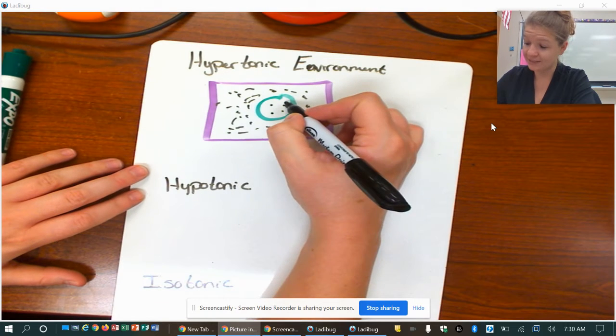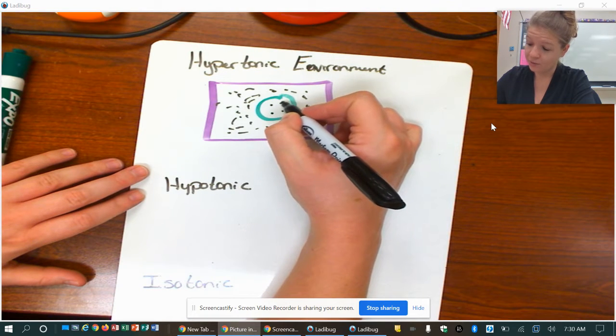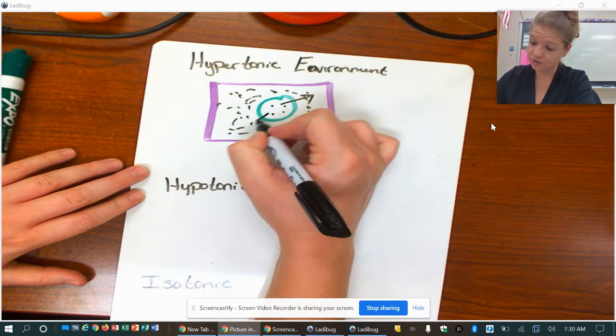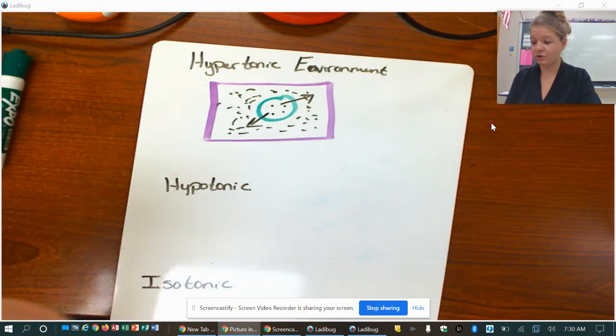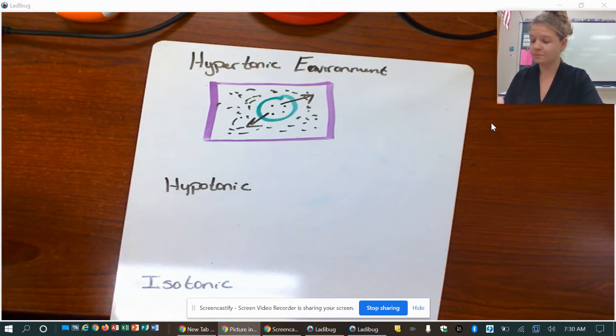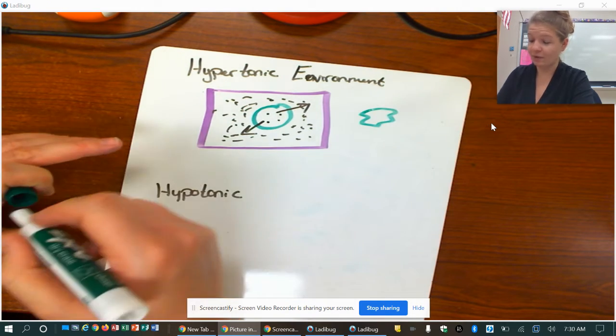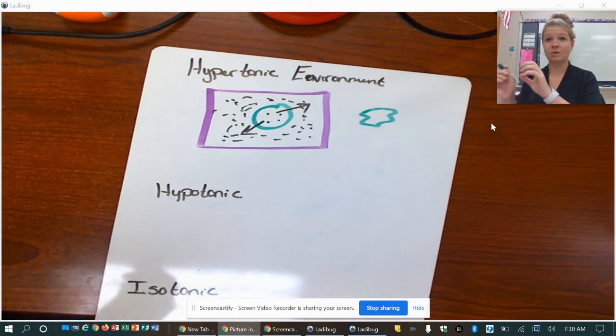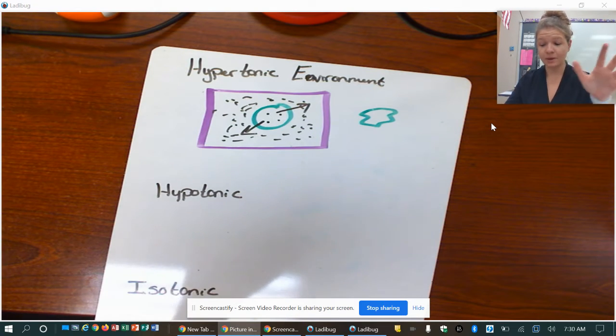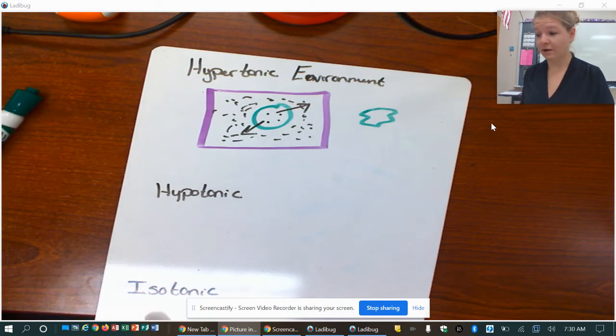So what's going to happen is that water is going to go out of that cell to try to dilute that environment, and then in return, that cell is going to shrink, like the eggs that were in the corn syrup. That water is going outside of the cell to try to dilute that environment.